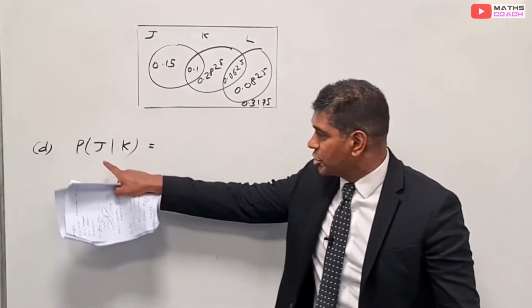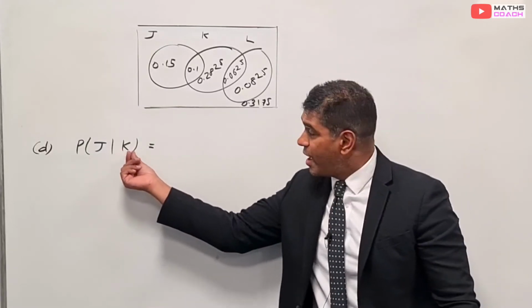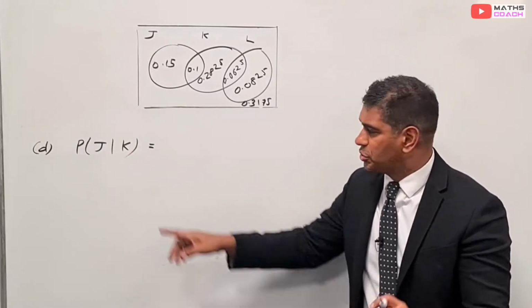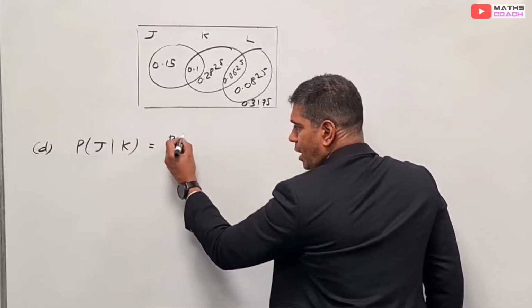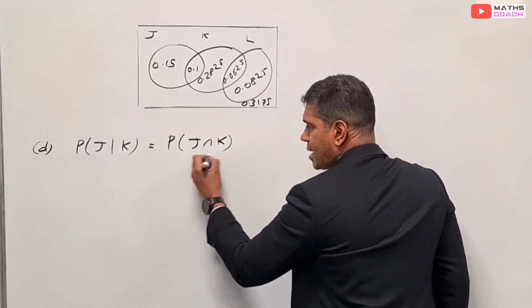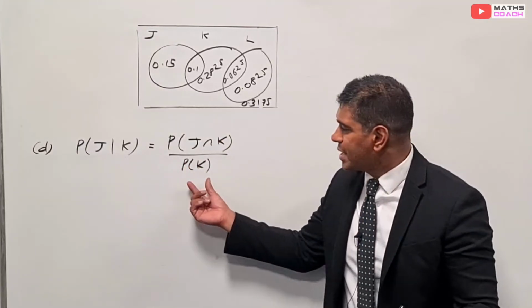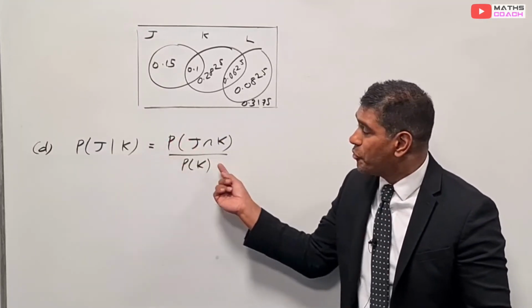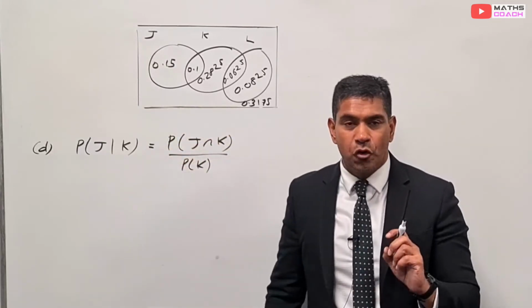Okay, our next question, probability of J line K. Well, that's the condition again, remember? And the second letter is so important. I keep stressing that, that's the condition. So if you open it up, J and K over probability of K. Please don't get so tempted to put the numbers in first before writing the formula.